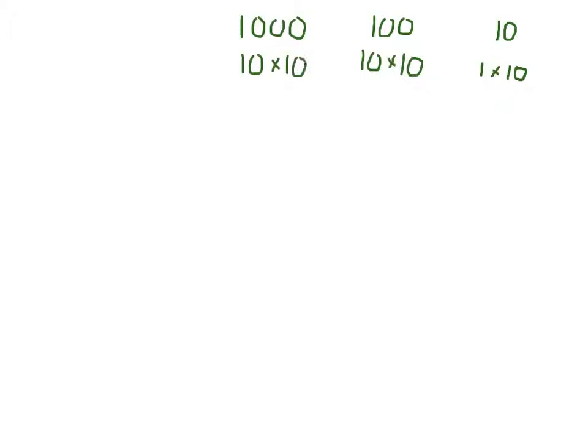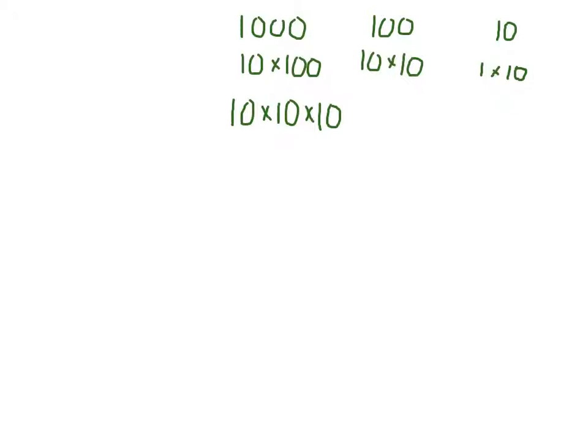Today we're going to be incorporating the concept of exponents to powers of 10 and its place on the place value chart. I'm going to start here with 10, which is just one group of 10. If I take 100, I have 10 groups of 10. If I take 1,000, I have 10 groups of 100, or 10 times 10 times 10.